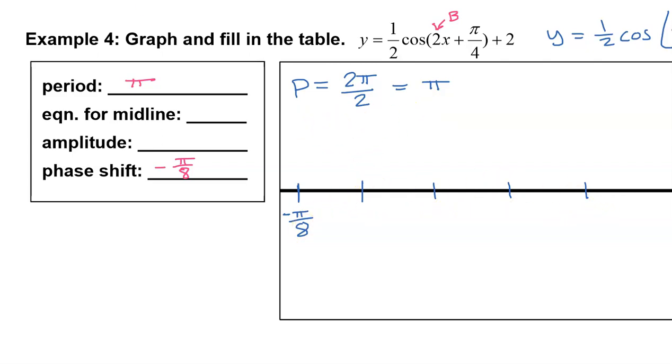But in order to find the value at each one of these positions, I need to know the quarter period. So the quarter period is just the period divided by 4. I'm going to record that off to the side for a minute. So the quarter period is pi over 4.